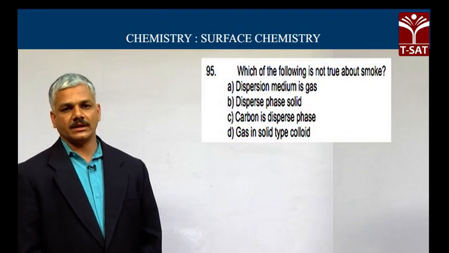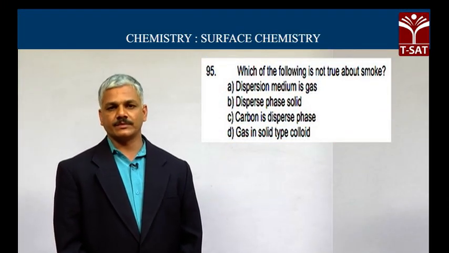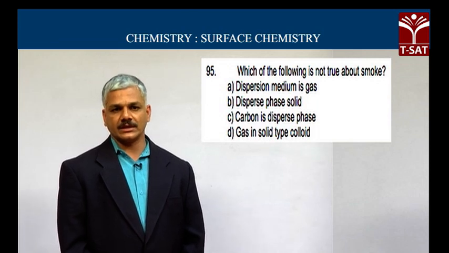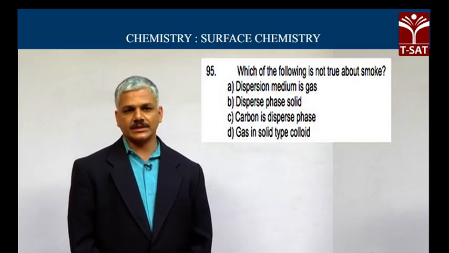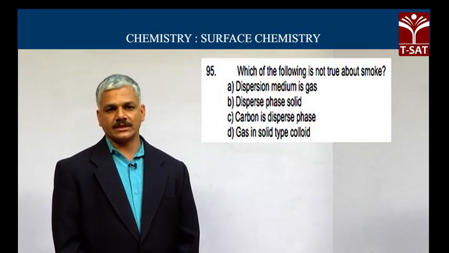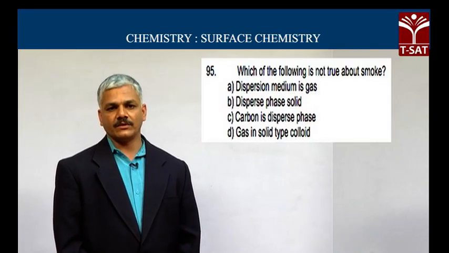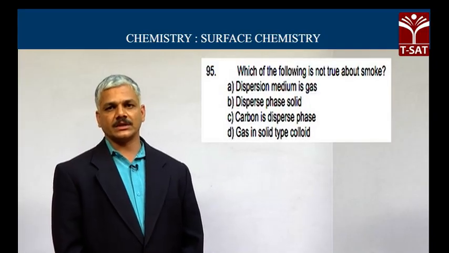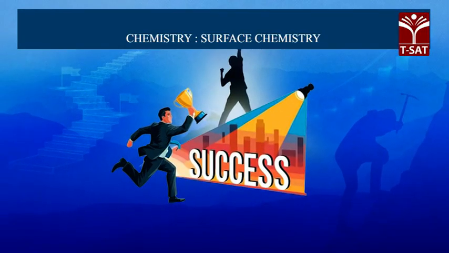95. Which of the following is not true about smoke? Given options are dispersion medium is gas, dispersed phase is solid, carbon is dispersed phase, gas in solid type of colloid. So, correct option is D.